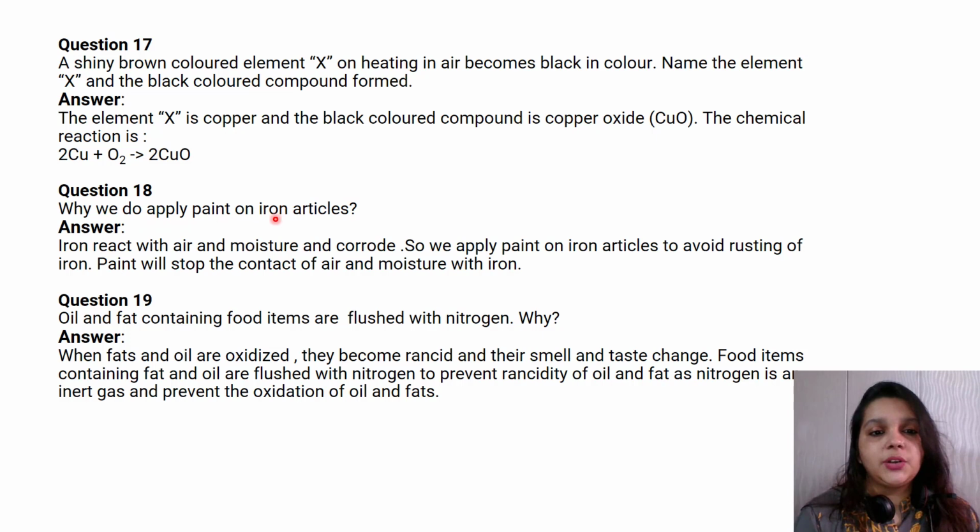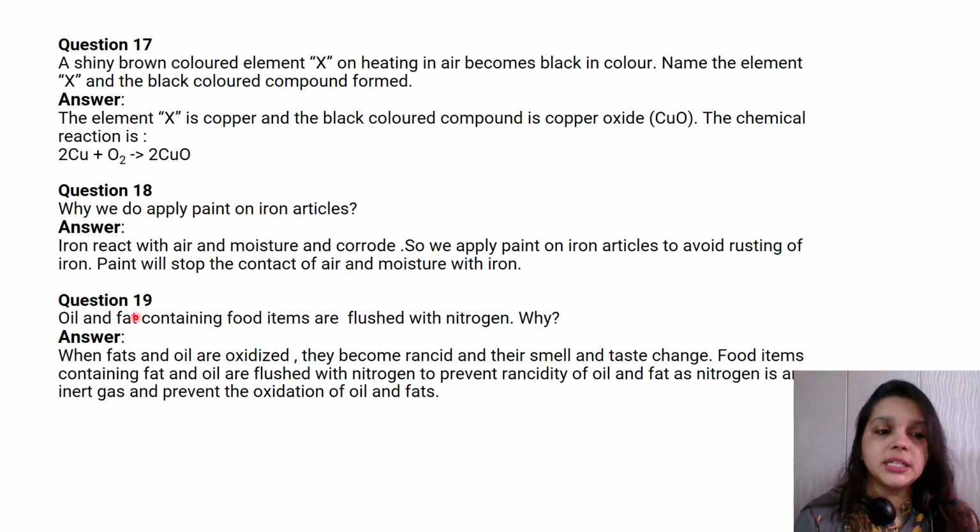Why do we apply paint on iron articles? To prevent it from corrosion, to prevent it from moisture, so that rusting cannot happen, right? So paint will do what? It is going to stop the contact of air and moisture with iron so that rusting cannot proceed.